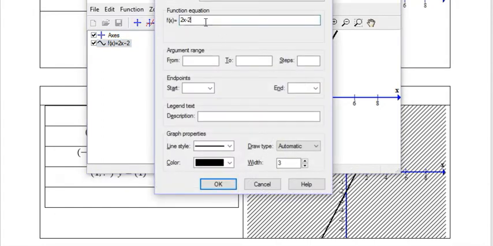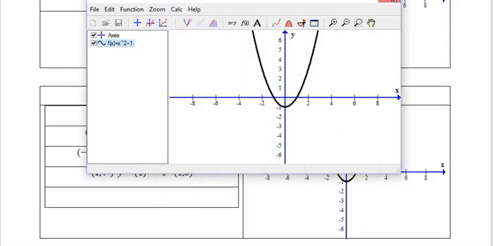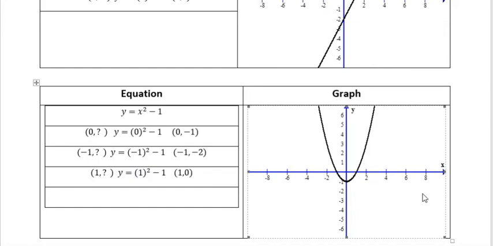This is a great program to use if you'd like to be able to graph and see the graph of things. It's free. It's called Graph, and you can go easily online and download that graph program for free. Okay, so x squared minus 1 does not look like a line. It looks like a parabola, and that's also something you may have seen before.